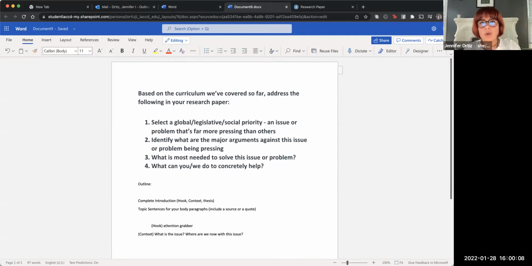If you start when Roe versus Wade first happened and all of that, you're going to include that in your context, but I would start with what's happening in the Supreme Court right now and then work your way back to the history. So what is the issue? Where are we now with this issue? How has the past affected where we are now?